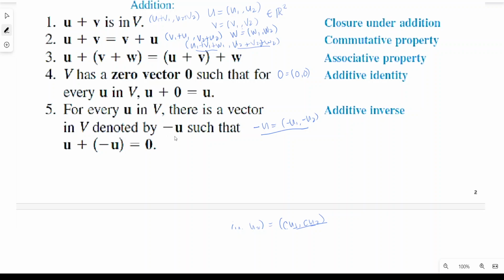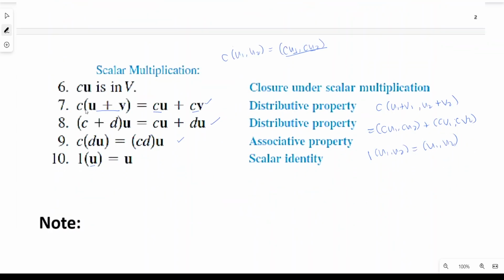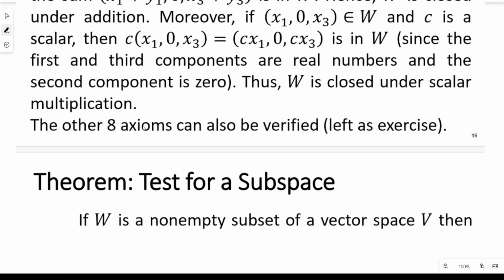And also there is that element negative u. The second component 0 would just be the negative of 0. It would not change, so it would still be 0. For the distributive property of scalar, it is also easy to show, and you have your ordinary scalar 1 to be considered as the scalar identity.